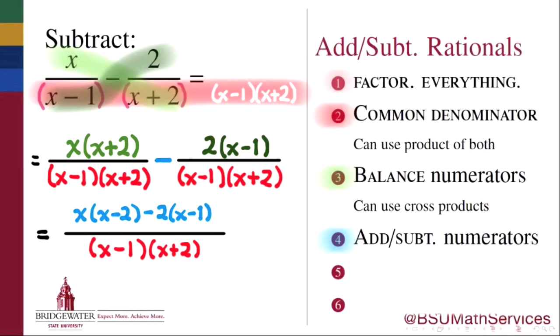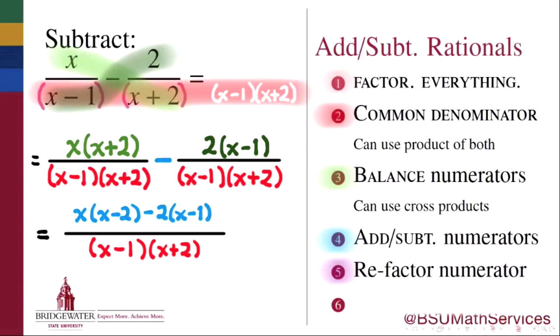The problem is that because the numerator now is a difference, it has more than one term. It has one term, x times quantity x minus 2, and a second term, 2 times quantity x minus 1. It's not apparent what the factors of that numerator are. So before we can simplify, we should simplify the numerator and try to refactor it if possible.